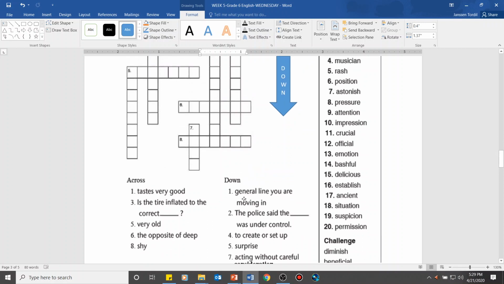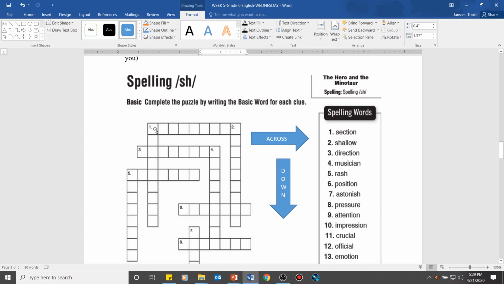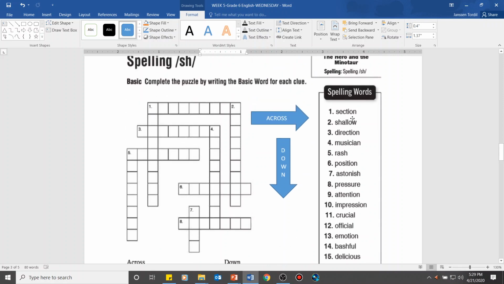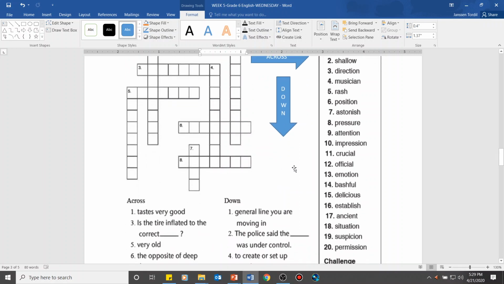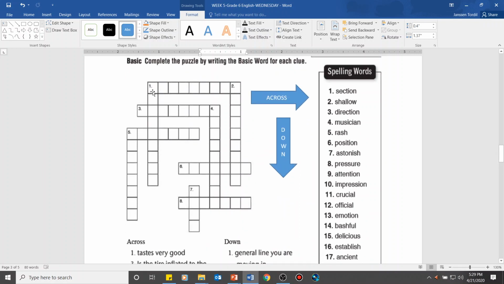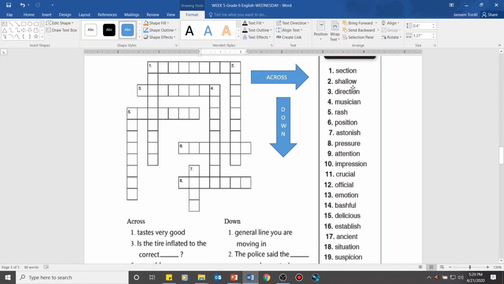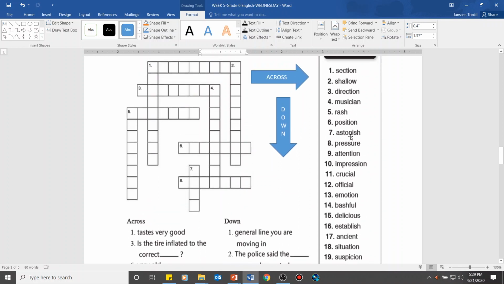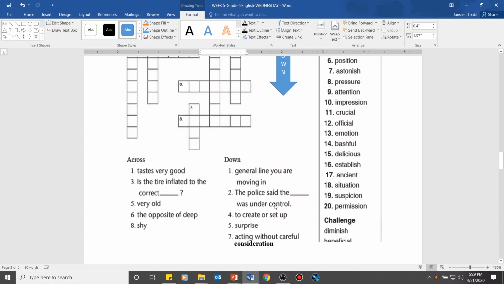And going down, we have number 1 going down. The question is: general line you are moving in. Which of these words means general line you're moving in? It's quite easy. How many letters? 1, 2, 3, 4, 5, 6, 7, 8, 9. Just count the letters over here, which words have 9 letters, and that will be your choices. It's actually quite easy.